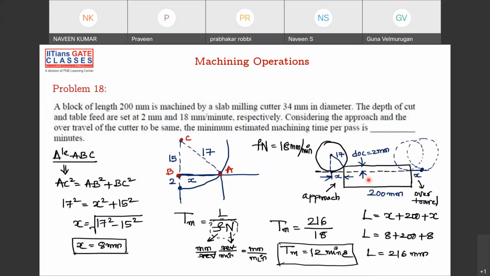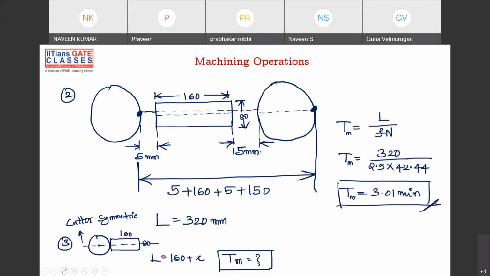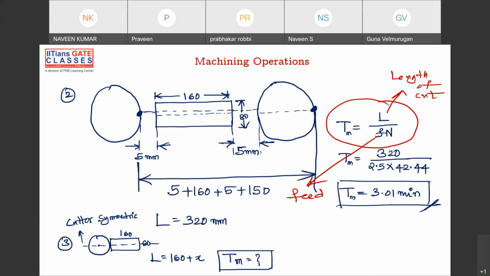And yes, this is a very important formula. Machining time is given by this formula. What is machining time? Machining time is length of cut divided by the feed rate. This is the number of rotations, or RPM. This is feed in mm per revolution. Please remember, feed is in mm per revolution. Length is in mm or meters, whatever it is, you have to convert it into mm.